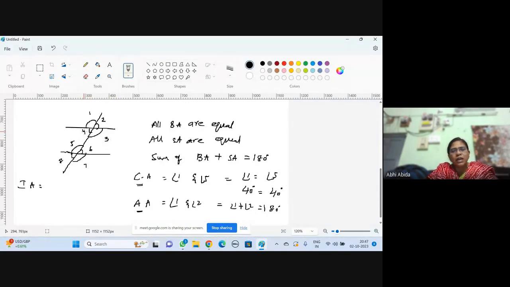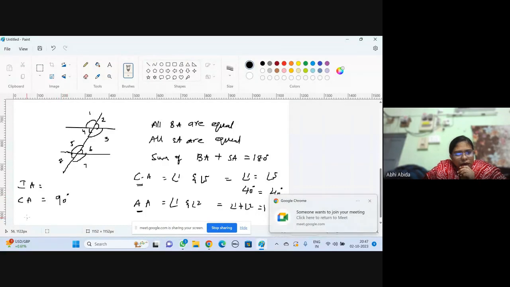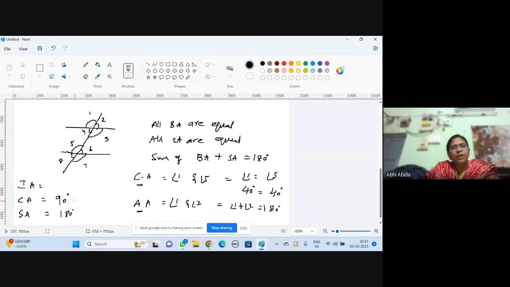Corresponding angles are equal, adjacent angles will give you the sum of 180 degrees, and complementary and supplementary angles are also there. Can anybody tell me what is a complementary angle? What is the sum of the angles in a complementary angle? Yeah, the sum of the angles in complementary angles will be equal to 90 degrees. And in supplementary angles, the sum of the angles will be equal to 180 degrees. Okay, right.